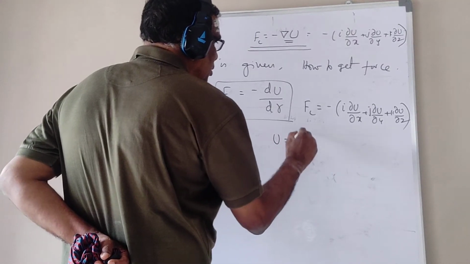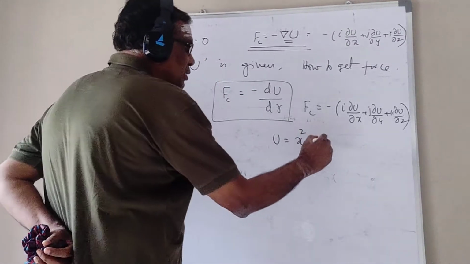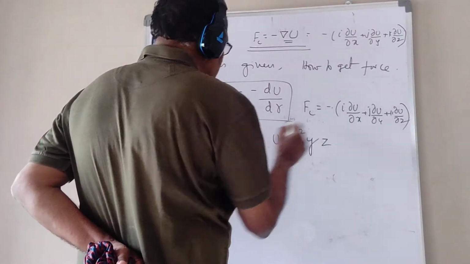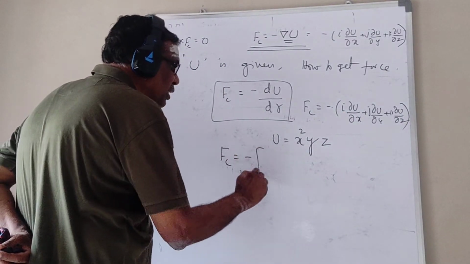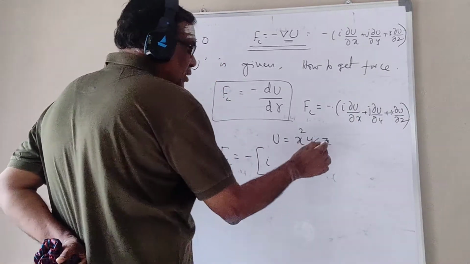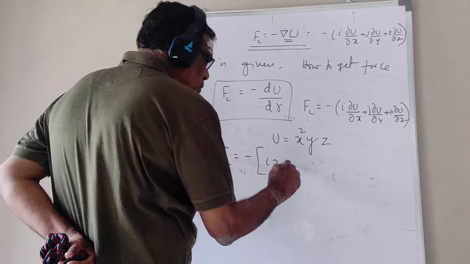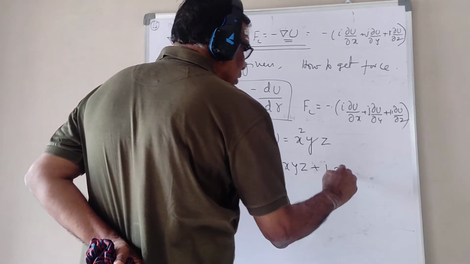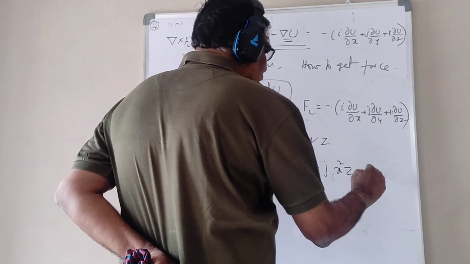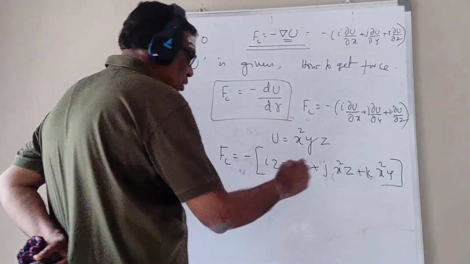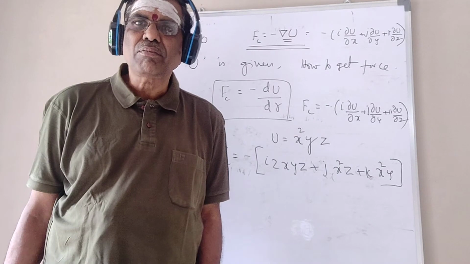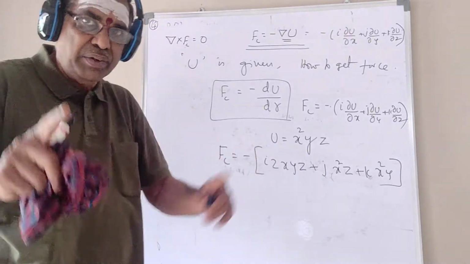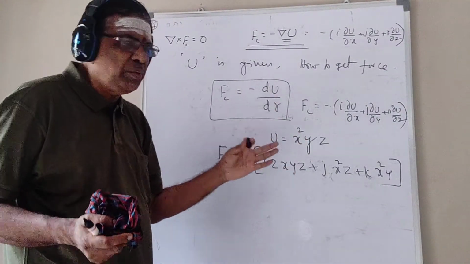U is equal to x squared y z. What is the force? Suppose I am asking, what do you do here? Fc is equal to minus i ∂U/∂x, that means the others are kept constant. So 2xyz, plus j ∂U/∂y, x squared z, plus k ∂U/∂z, x squared y. This is how you are going to get the force. Very simple, direct differentiation, but partial, unless they give it in a single variable. If they give it in a single variable, there's no problem at all.